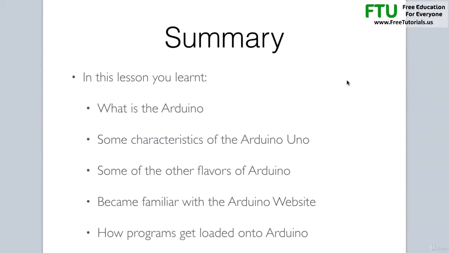To summarize, you should now understand what is the Arduino and be familiar with the Arduino Uno. You were also introduced to some of the other flavors of Arduino that are out there. You were quickly introduced to the Arduino website, which is a great place to get resources and information and network with other makers about the Arduino platform. Finally, you should have a high-level overview of the process by which code is uploaded to the Arduino to make your programs work using the Arduino IDE.